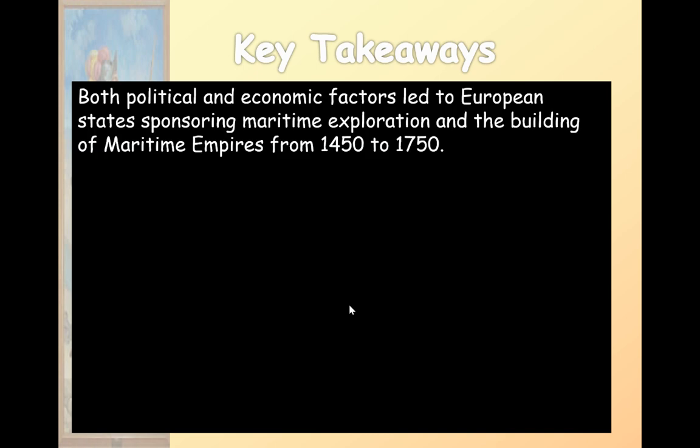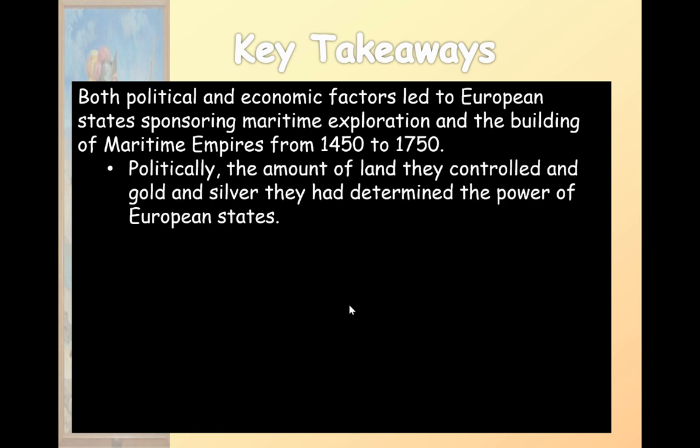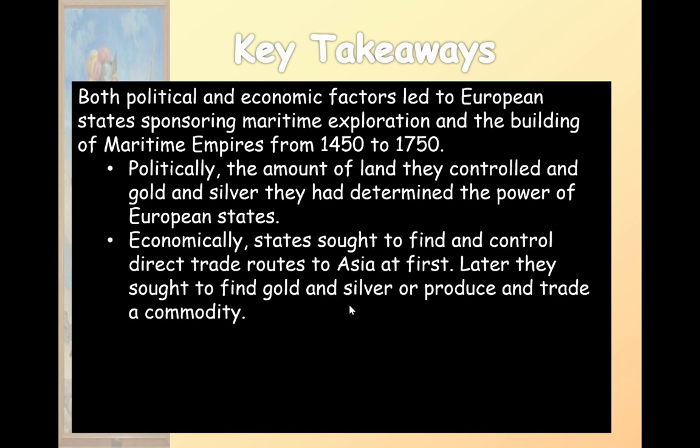So, key takeaways. One, both political and economic factors led to European states sponsoring maritime exploration and building maritime empires. On the political side, we see that the amount of land and especially the amount of gold and silver they had determined their power. Economically, well, they were trying to solve the gold famine. They needed money in the form of gold and silver to create their market economy, legitimize their government, to centralize their power, and to make their people happy.